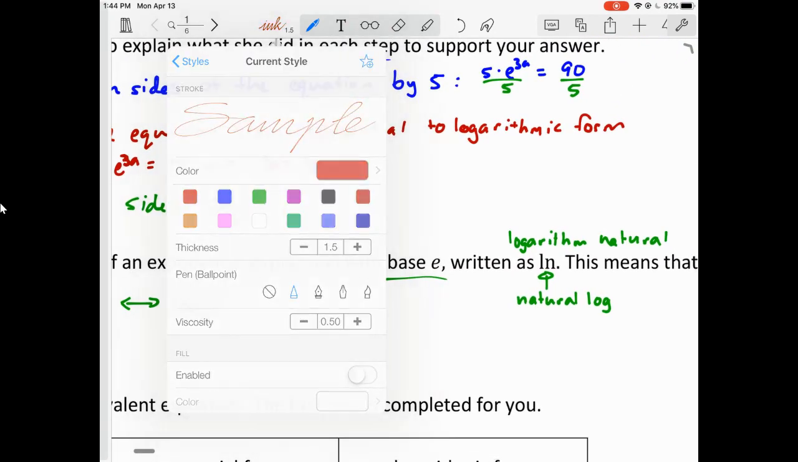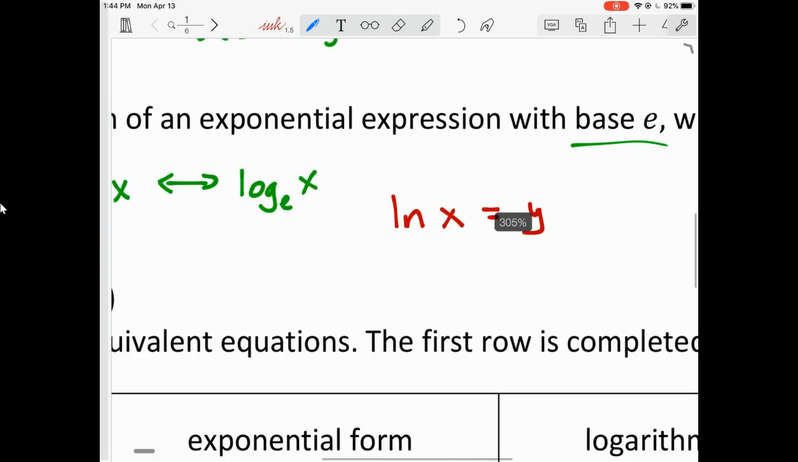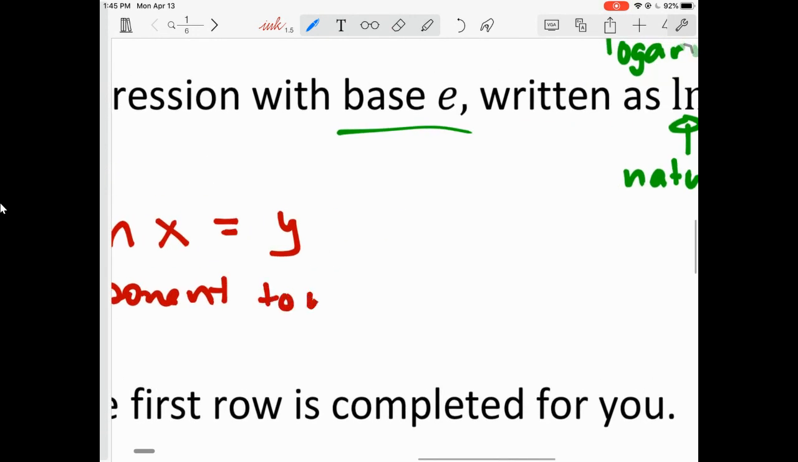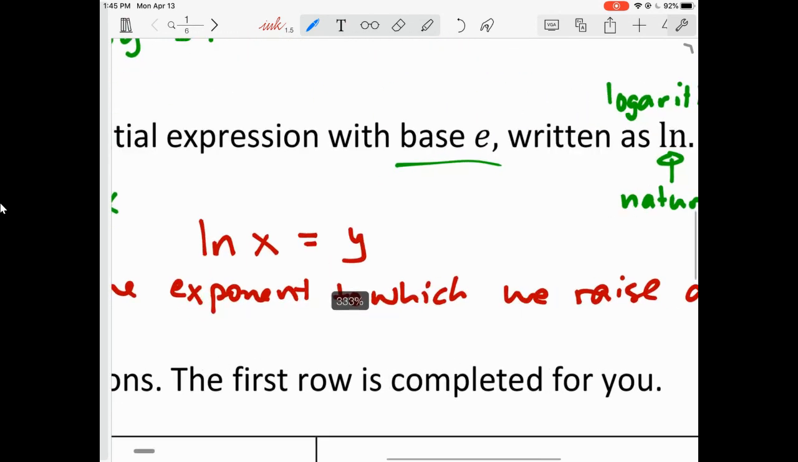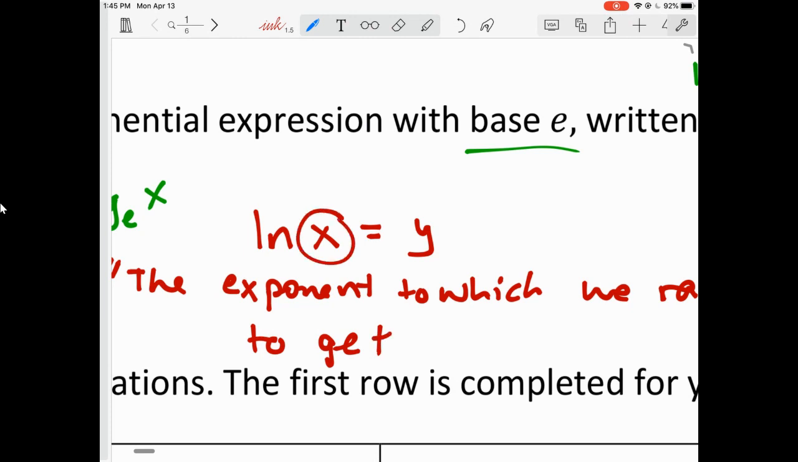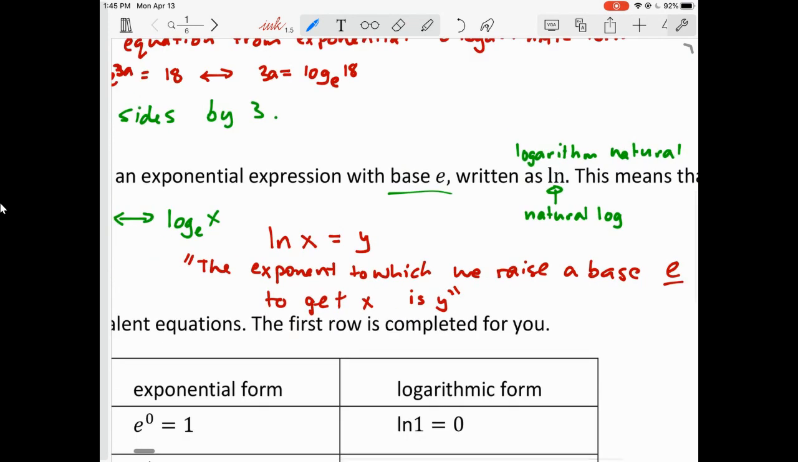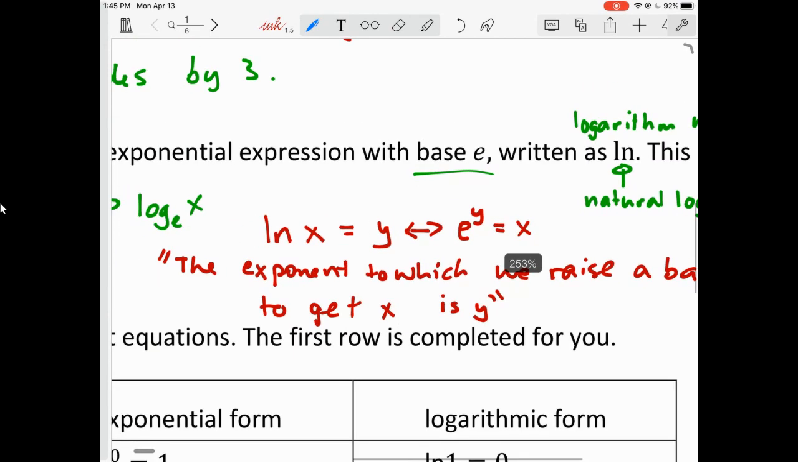So what's really important is that if we have an expression like the natural log of x is equal to y, this answers that same question we've been working with logarithms. The exponent to which we raise a base e, because now that's what we're working with, this base e, to get this x is y. So the natural log of x equals y, well, that's basically the same thing as in exponential form, e to the y power, that's the exponent, y, to get x. To what exponent when we raise the base e to get x?